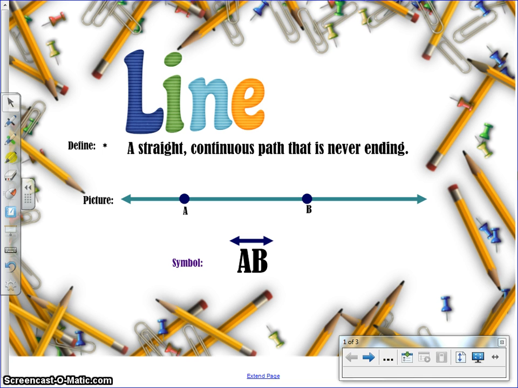So to begin, I just want to review what a line is, going back to geometry. Remember, a line is a straight continuous path that is never ending, and the same holds true for a number line. A number line can go on and on forever and keep counting up to the highest number you can imagine. A number line is pretty much the same thing. So let's take a look at this next slide and look at some number lines.